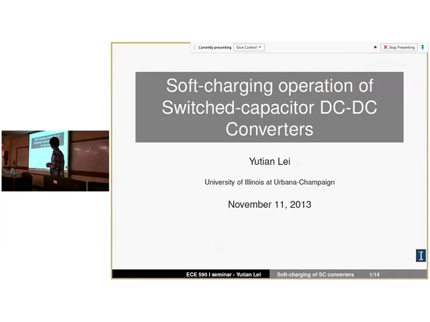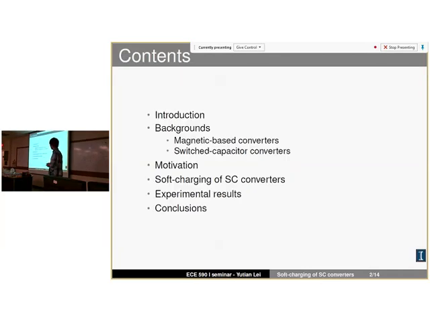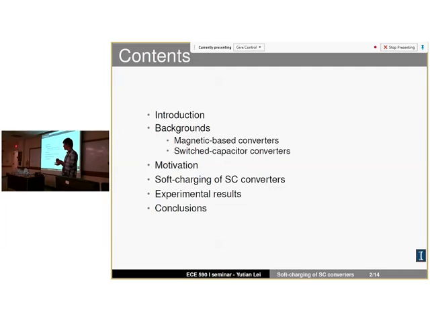Never mind. The topic of my presentation is soft charging operation of switch capacitor DC-DC converters. Here is a quick outline of what I'm going to talk about today. I'll give you an introduction and background on two types of converters, the magnetic-based converters and switch capacitor converters, and I'll compare the advantages and disadvantages of the two. In that process, the motivation of our research will be discovered, and I'll then introduce the soft charging concept of switch capacitor converters, followed by some experimental results, and finally the conclusions.